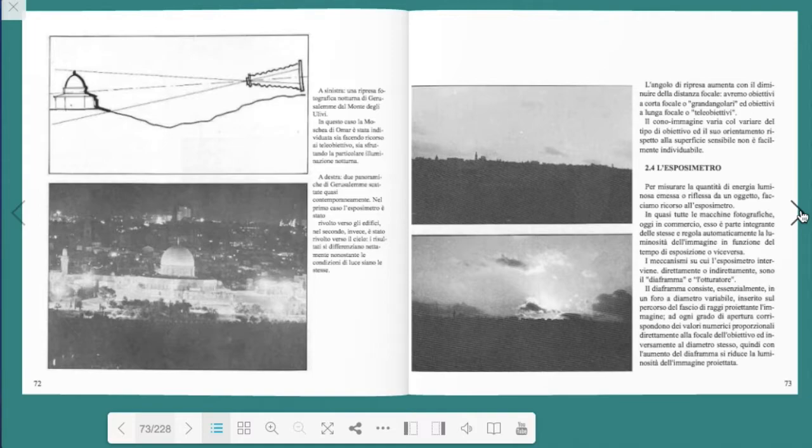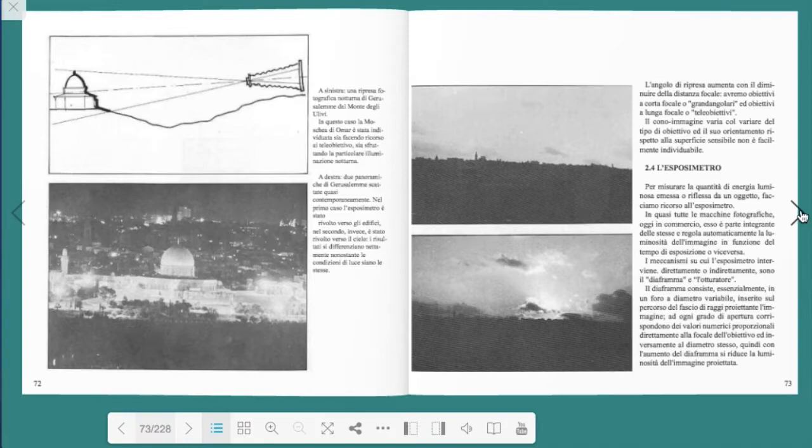To measure the amount of light energy emitted or reflected by an object, we use the exposure meter. In almost all cameras currently on the market, it is an integral part of the same and automatically adjusts the brightness of the image according to the exposure time or vice versa. The mechanisms on which the exposure meter intervenes, directly or indirectly, are the diaphragm and the shutter.